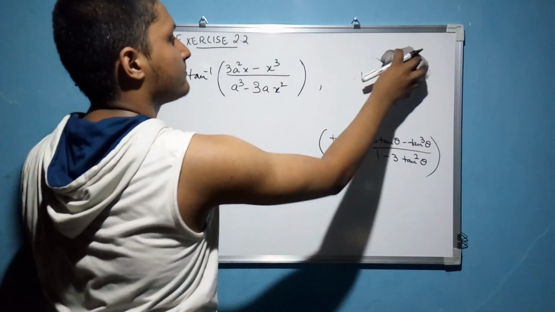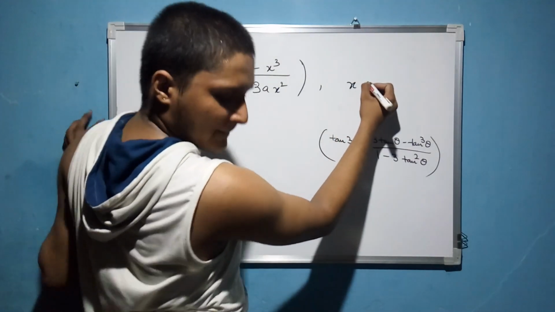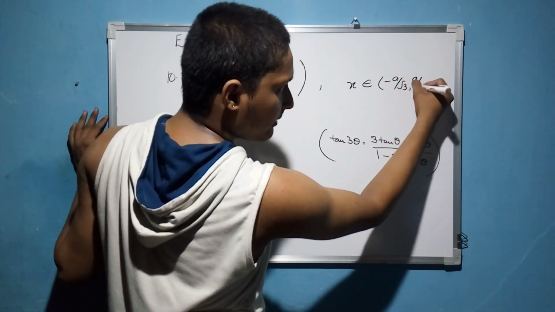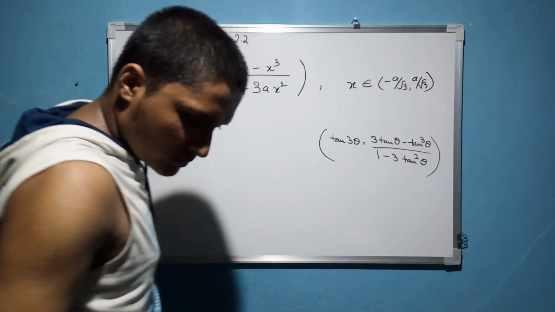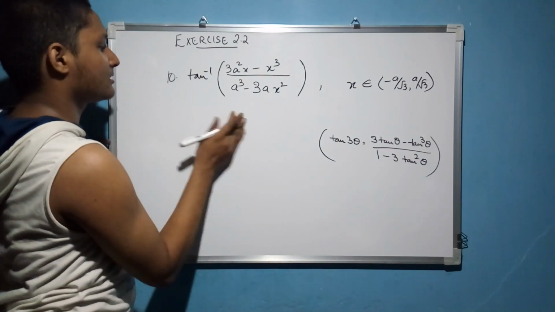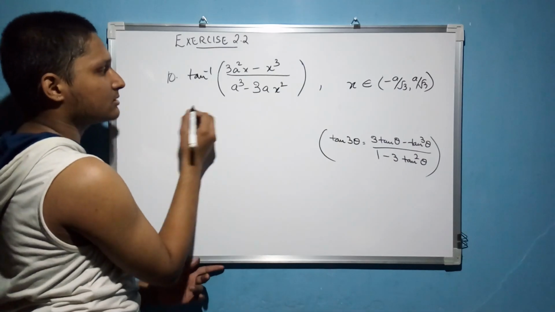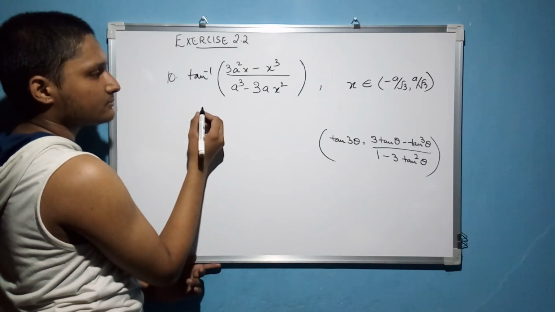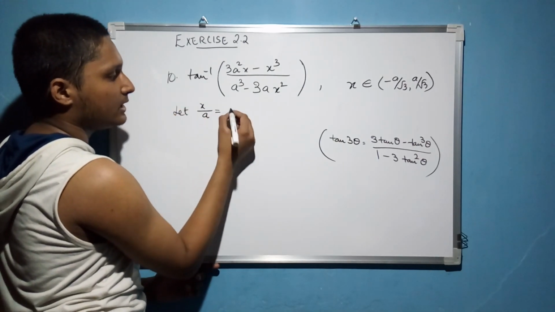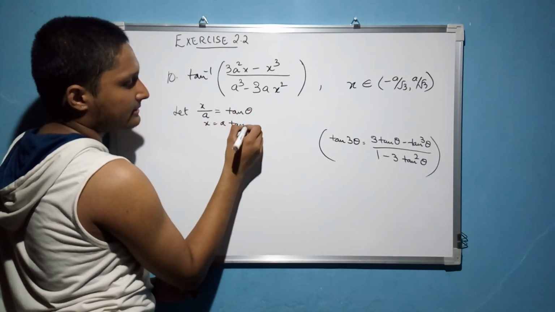So what was the condition here? The condition is that x should be belonging to minus a by root 3 to a by root 3. Okay, let it be something. We leave that. Every time we can't go on checking with that. Many times you can make it out without seeing it. So now whatever is here, x by a we need to substitute like the previous one. So let x by a be equal to tan theta, or x is equal to a tan theta.